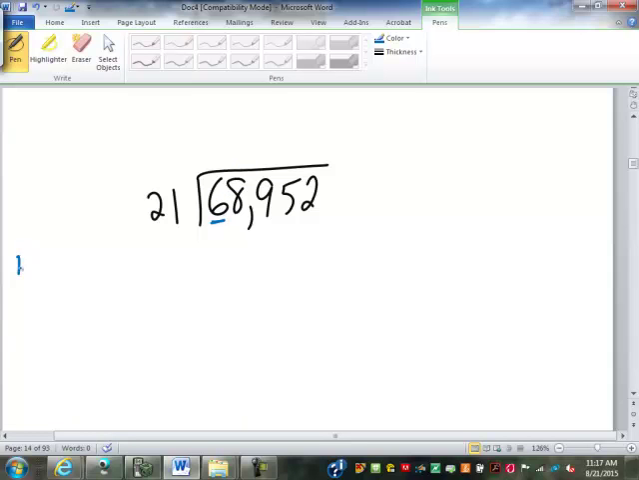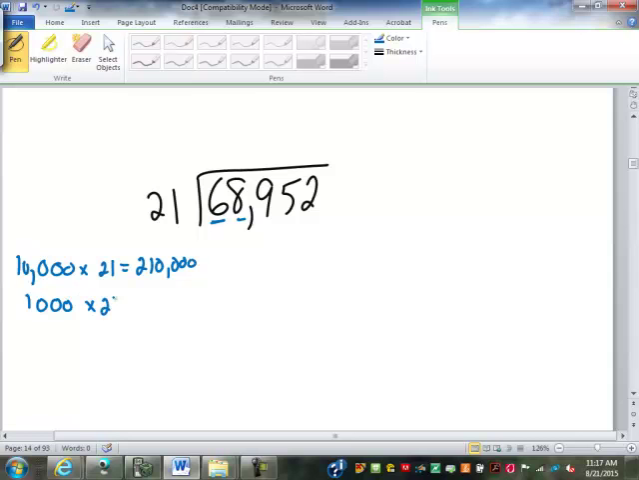10,000. So I'm going to take 10,000 times the number I'm dividing by. 10,000 times 21 is 210,000. Can I subtract that? No, that's too big, isn't it? That's more than what I have there. So let's go to the next place value, which would be 1,000.